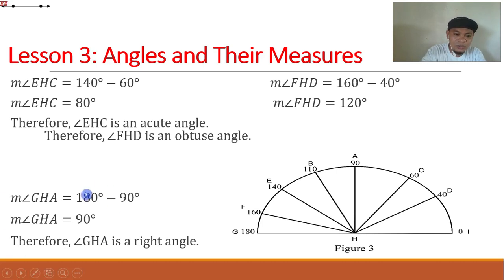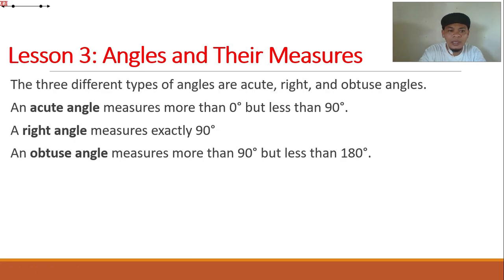Okay, so try to solve this one. Try to figure out kung bakit naging ganito siya, 90 degrees. Di ba? Measurement of angle GHA. Okay, this is G, tapos HA. G is 180 degrees, A is 90 degrees, so 180 minus 90 is 90 degrees. So therefore, angle GHA is a right angle, di ba? 90 degrees, right angle.